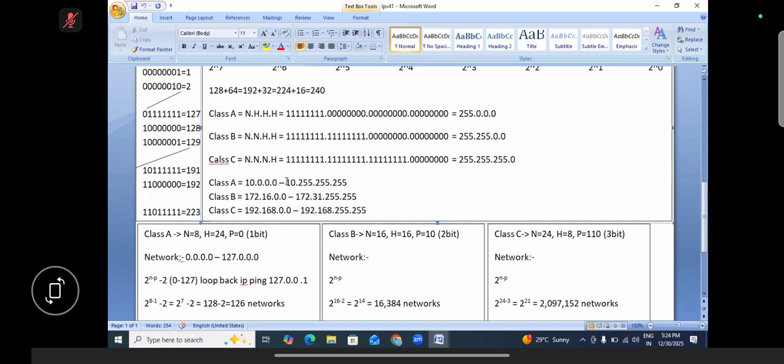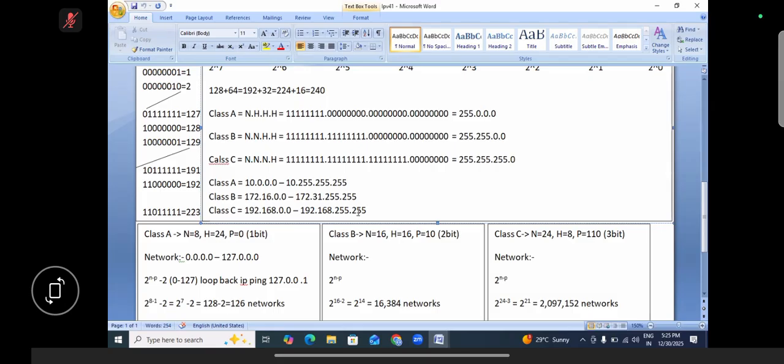What is the class A range? 10.0.0.0 to 10.255.255.255. Class B range: 172.16.0.0 to 172.31.255.255. Class C: 192.168.0.0 to 192.168.255.255. Got it, guys? This is the private IP range.